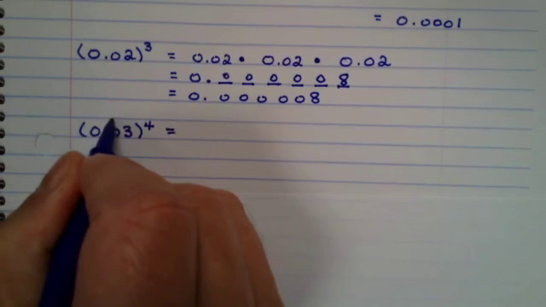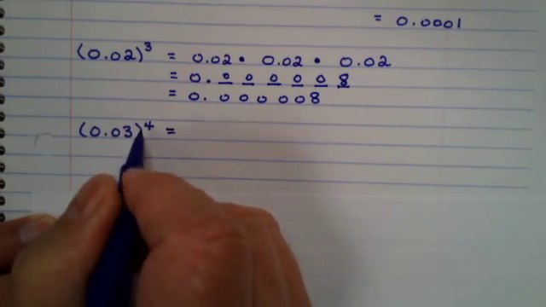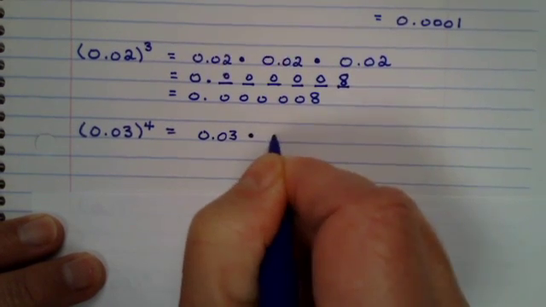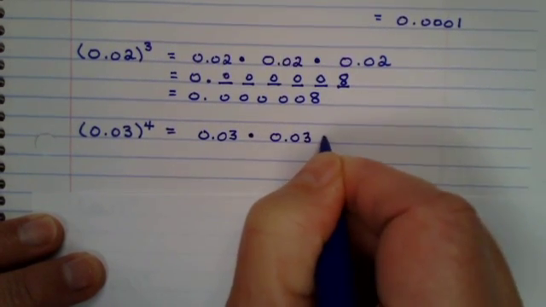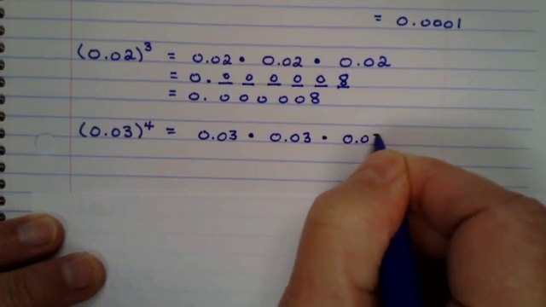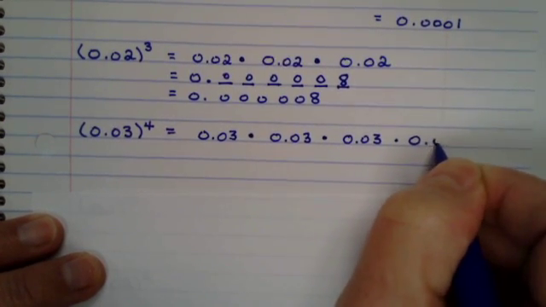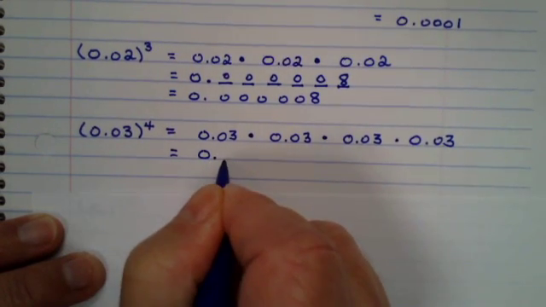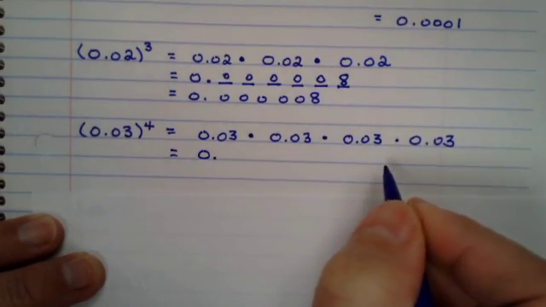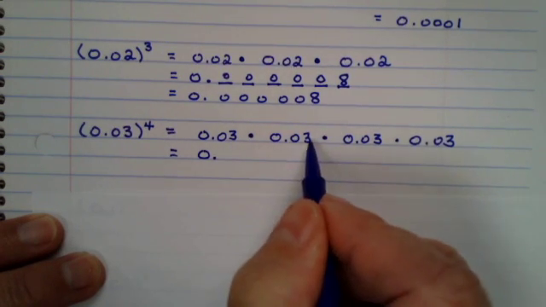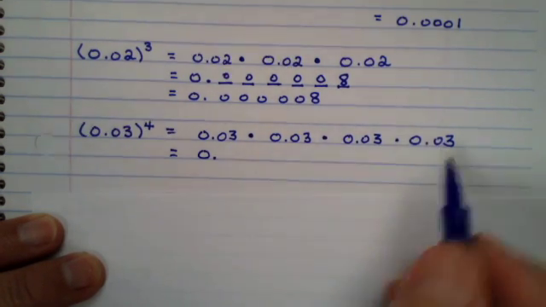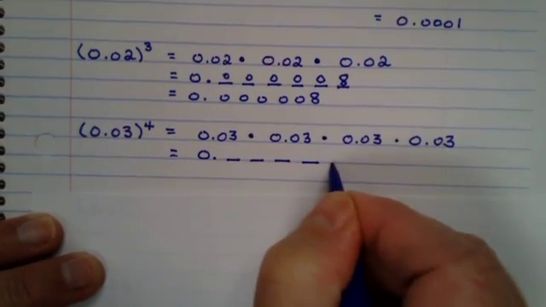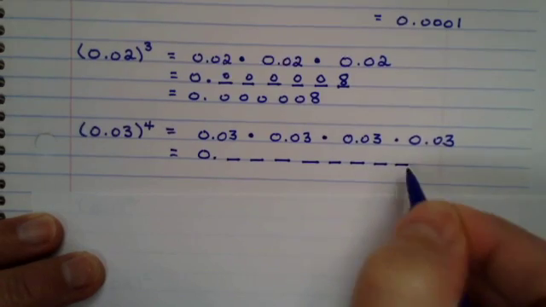Let's try that with this one. This exponent is telling me to multiply what's inside the parentheses that many times to itself. That's 0.03 times 0.03 times 0.03 times 0.03. My answer is going to have how many numbers behind this decimal point? 1, 2, 3, 4, 5, 6, 7, 8.